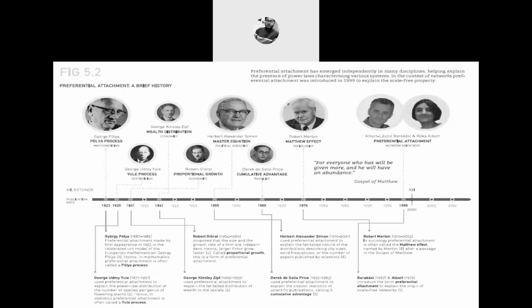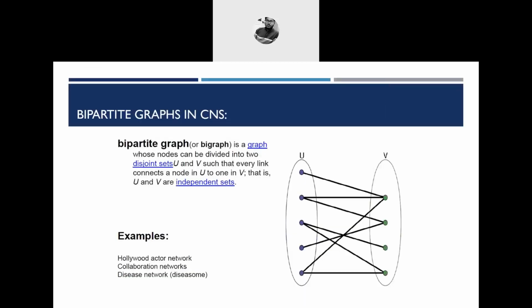So this is a rough history of preferential attachment. Started with Gregory Polya, then Yule, which I have just described. Then we have Price, Simon, and finally Barabasi and Albert. Okay, so without further delay, let's understand the Barabasi network. But before that, I would like to also tell you a simple theory about bipartite graphs.